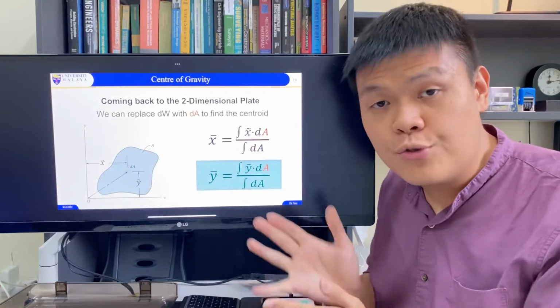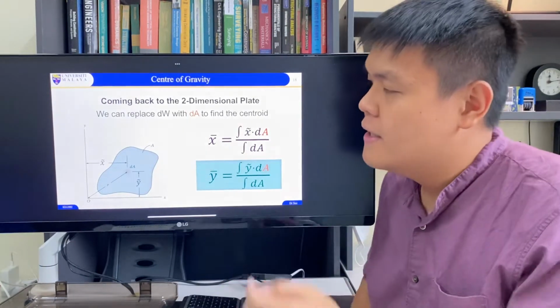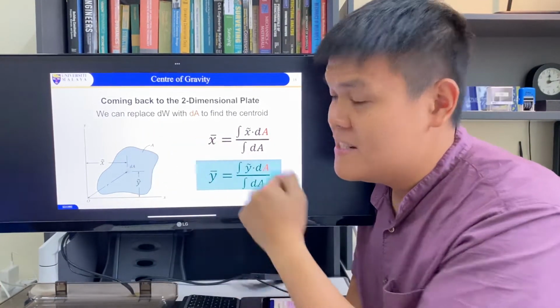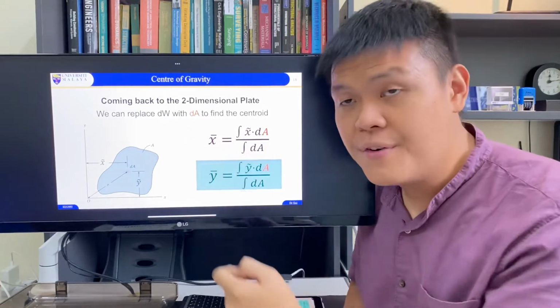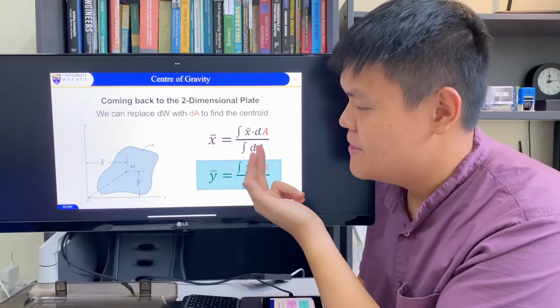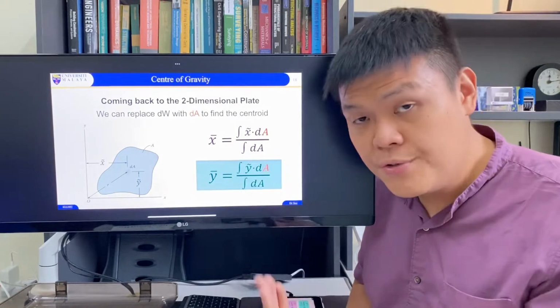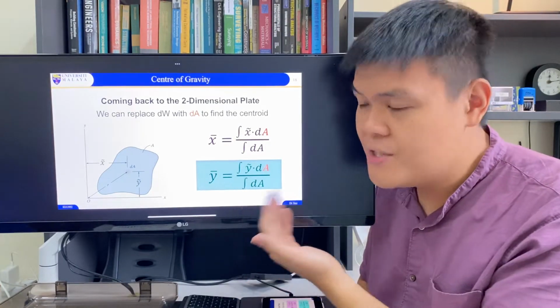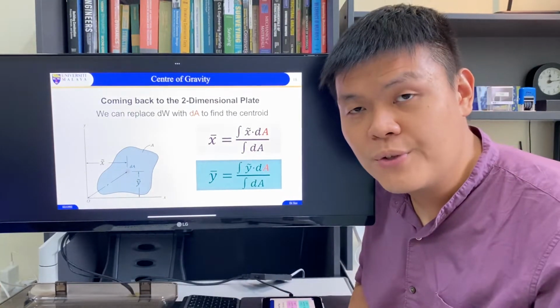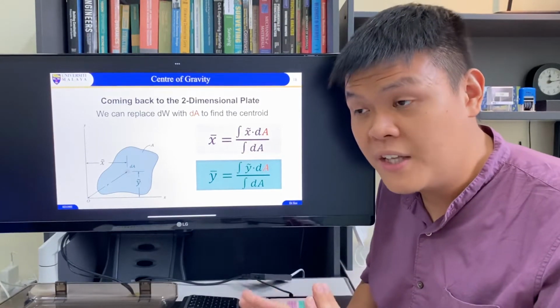Coming back to that two-dimensional plate, we can replace dw with area to find the centroid. And when we do that, we find a much simpler and more straightforward equation that we can use to find the centroid.